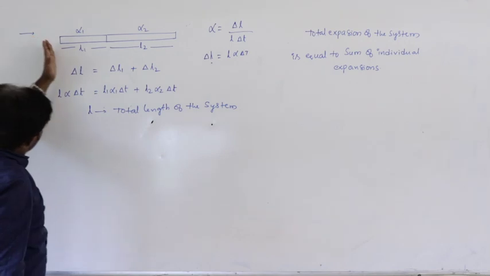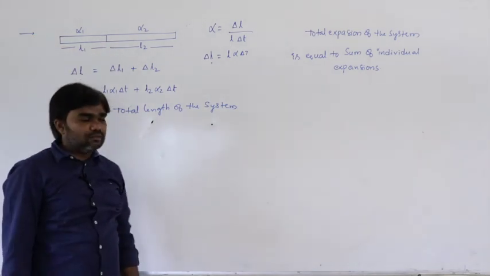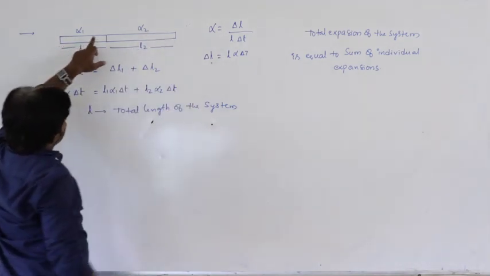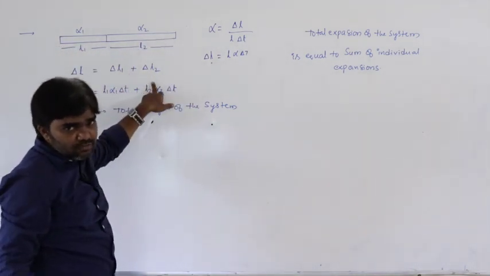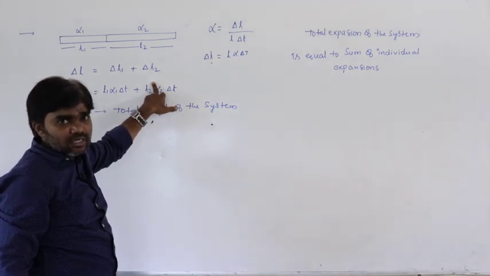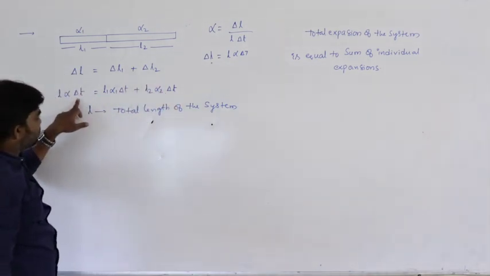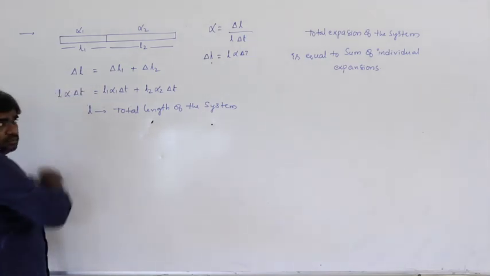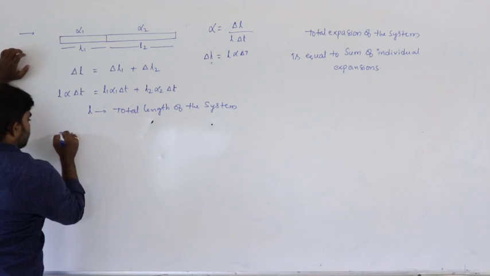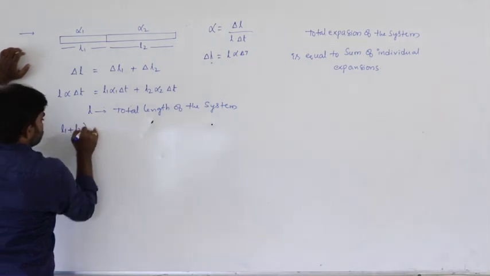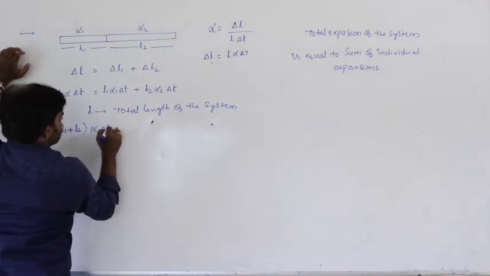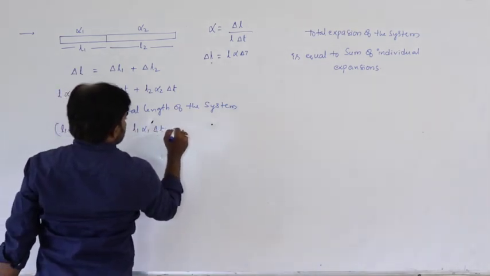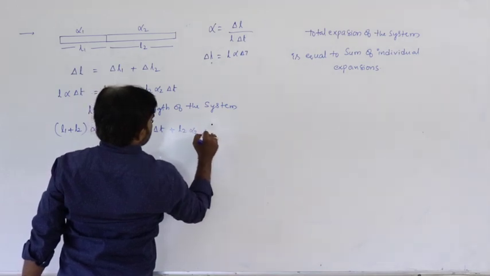So, total length means L1 plus L2. Here, what is delta L? Delta L is the total expansion of the first rod plus the expansion of the second rod. So this can be written as L alpha delta T. If delta L is the total expansion, then L is the total length. Now we can write (L1 plus L2) into alpha delta T is equal to L1 alpha 1 delta T plus L2 alpha 2 delta T.